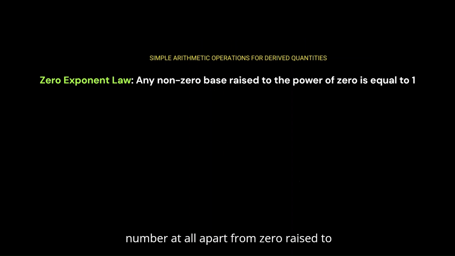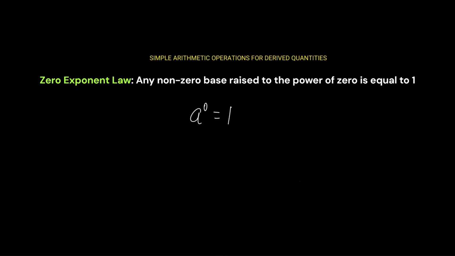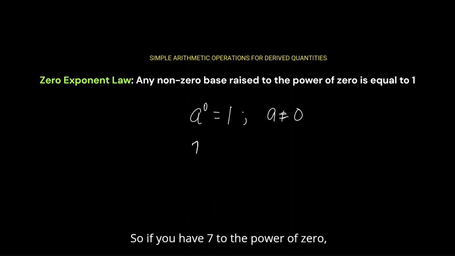So any number at all apart from 0 raised to the power of 0 is 1. A raised to the power of 0 is equal to 1, provided that a is not equal to 0. So if you have 7 to the power of 0, it is 1.